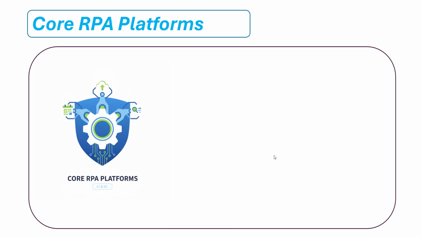For an RPA solution architect, the selection of the core RPA platform is the foundational and most critical architectural decision for any successful solution implementation. The platform must be scalable, secure, and aligned with the enterprise's strategic goal.